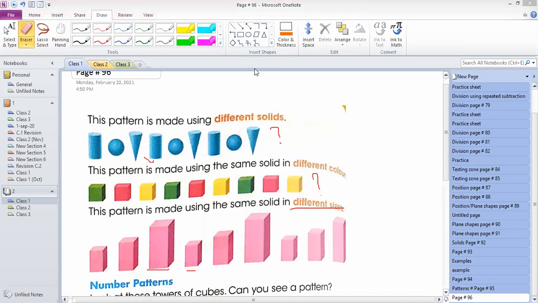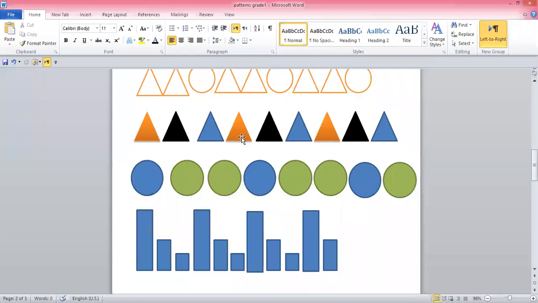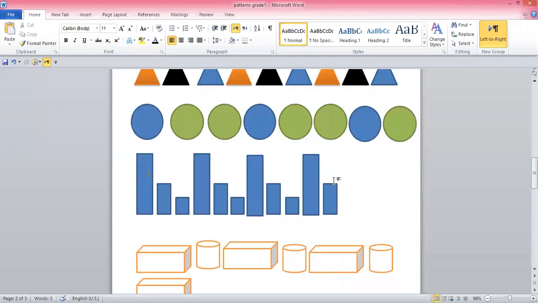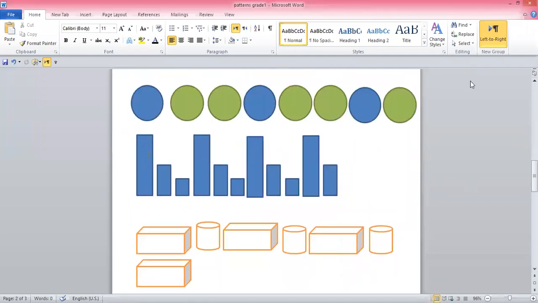Let's practice, guys. Let's come here again and look at this pattern, guys. This is cuboid, cylinder, cuboid, cylinder, cuboid, cylinder, cuboid. What will come next? You have to answer me in the chat box. In this pattern, what will come next?